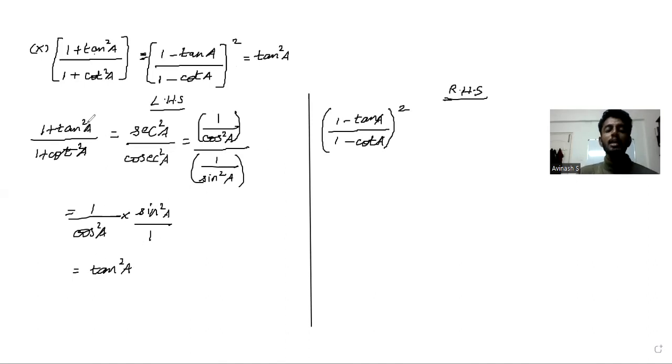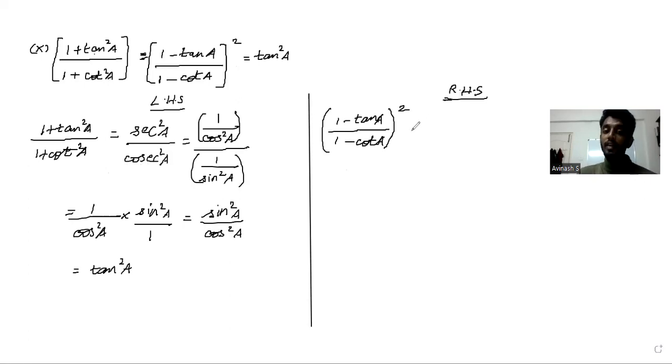I repeat, I have made these equal according to the identities: sec square A is 1 by cos square A, that is the inverse. Cosec square A is 1 by sine square A, and when this goes up, it gets multiplied and we get sine square A by cos square A. Multiplying by 1 has no effect. So sine square A by cos square A will be nothing but tan square A. We know that sine by cos is tan.